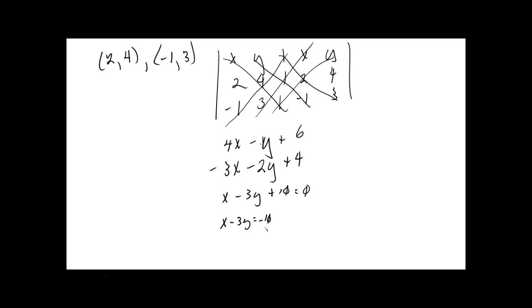2 minus 12 is minus 10. Minus 1 minus 9 is minus 10. Yeah, both of those points are on that line. It's real easy to check. Okay. Equation of a line, pretty simple. Didn't have to calculate a slope, didn't have to do a point slope formula, just plug it in. Okay.